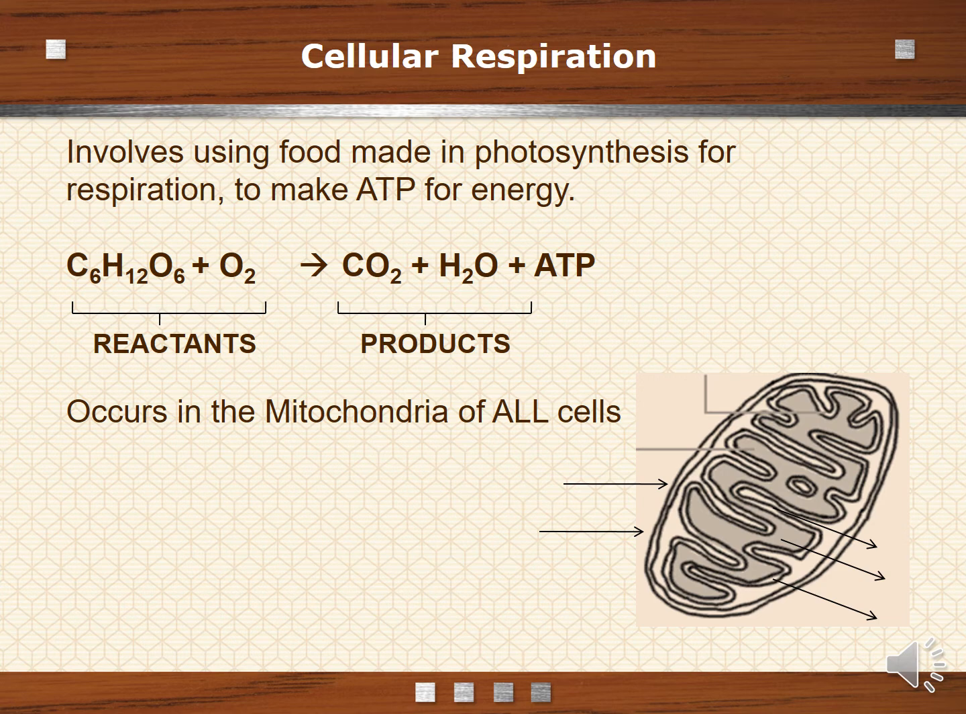So let's talk about cellular respiration. Cellular respiration works in conjunction with photosynthesis. It takes what's made in photosynthesis and makes energy. So it takes in that sugar, C6H12O6, and the oxygen, O2. Those are now reactants, whereas in photosynthesis, they were products. So we're now using them as reactants. And in the process, we're making CO2, carbon dioxide, water, H2O, and ATP, adenosine triphosphate. This occurs in the mitochondria of all cells. Cellular respiration occurs in the mitochondria.